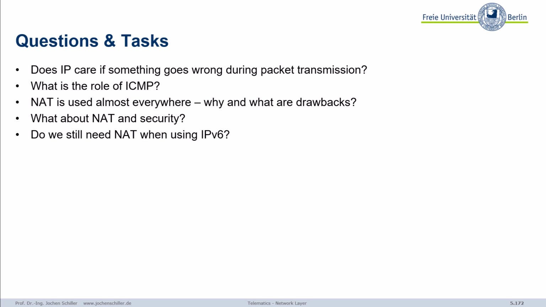Okay, so going back, ICMP. What about IP? Does IP care if something goes wrong during packet transmission? Why do we need ICMP? What is the role? Compare IP version 4 and IP version 6. Then I talked about NAT. NAT is used almost everywhere. Why? What was the initial reason? What are the drawbacks? What are the advantages? What about NAT and security? And what about clean architecture using IP version 6? Do we then still need NAT? Why?